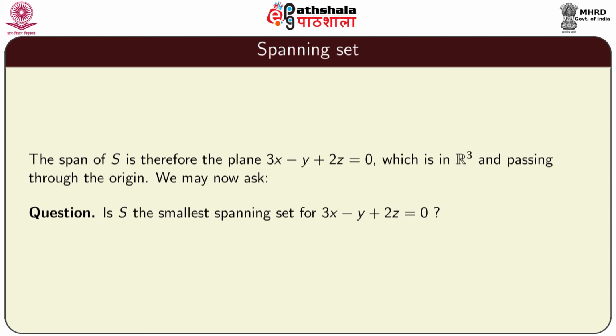Now it brings us to this very important question: is S the smallest spanning set for 3x - y + 2z = 0? What is that supposed to mean? Well, points (x, y, z) which satisfy 3x - y + 2z = 0, you know that they do form a subspace of R3, because 3x - y + 2z = 0 is a homogeneous linear equation, and solutions of any homogeneous system of linear equations do form a subspace.